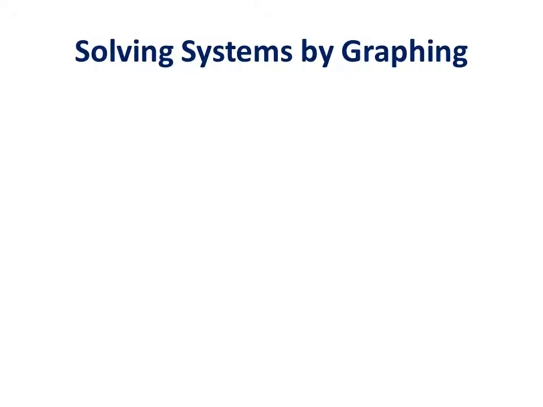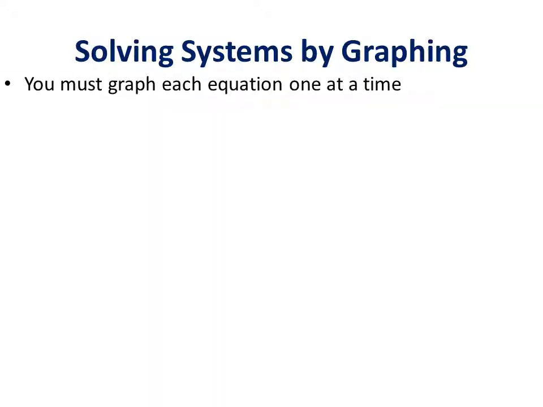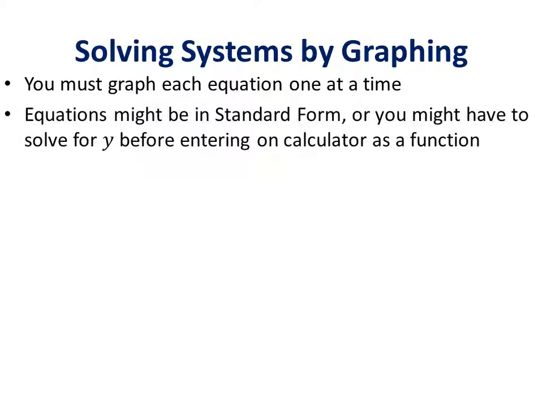We know we can solve systems of linear equations by graphing because systems of linear equations are just lines. And where those lines cross are the solutions for the system of equations. You have to keep in mind that, of course, you have to graph each equation one at a time, and the equations could be in standard form, or it might be in some other form where you have to solve for y before putting it into the calculator. The calculator will only accept something that looks like y equals or f of x equals, or you can convert to standard form using the information that I gave you earlier in this presentation.